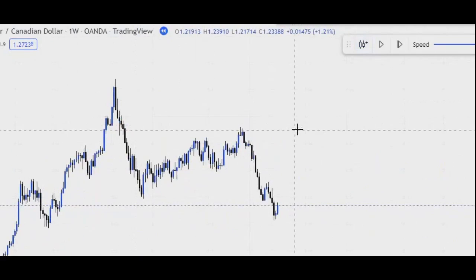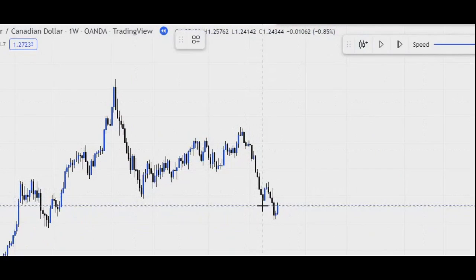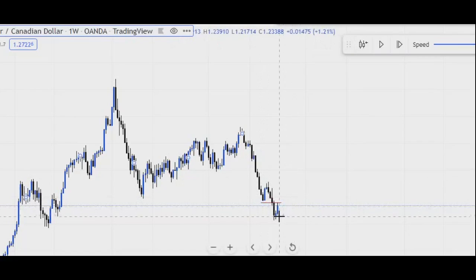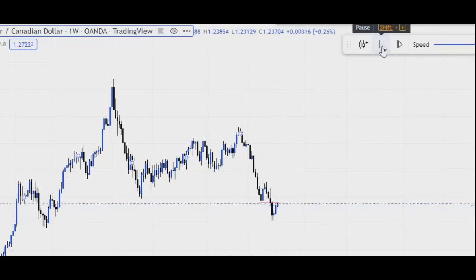Now, I told you in our previous lesson, price pushed down and created this low here. Can you see that? Then it pushed up and dropped again to create a lower low. Now, take a look at this break of structure here. Price broke structure there to the downside, creating this low, isn't it? Now, let's play price and see what happened.